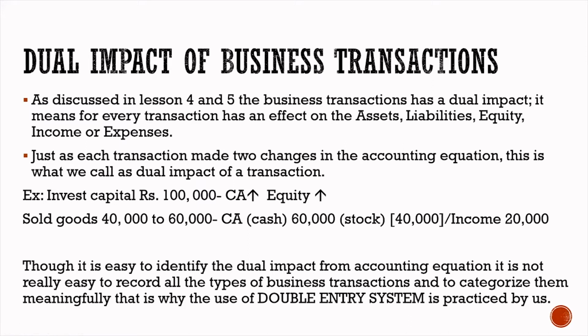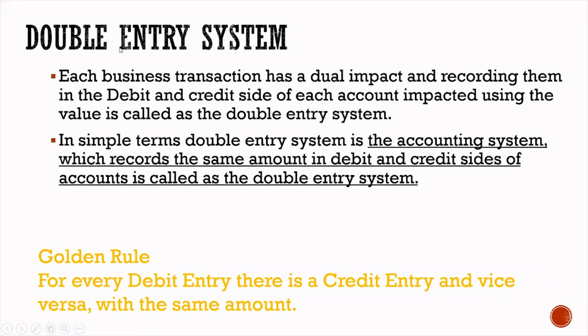Though it is easy to identify the dual impact from the accounting equation, it is not really easy to record these kinds of transactions because there are always two entries and not three. Therefore, we need to meaningfully understand what the double entry system is and thereby practice it. So now I'm going to teach you what the double entry system is about. Each business transaction has a dual impact, as I said before. So in the debit and the credit sides, the accounts will be impacted.